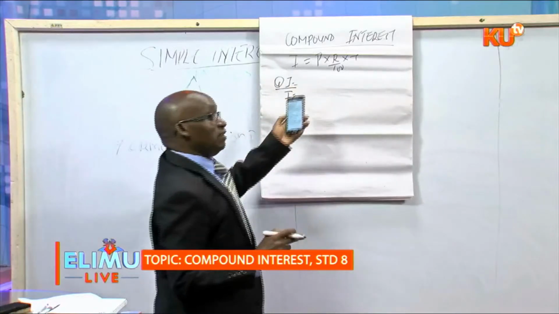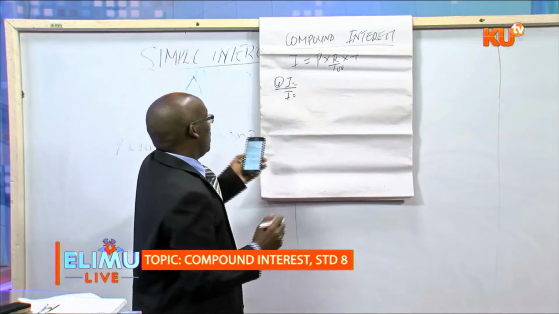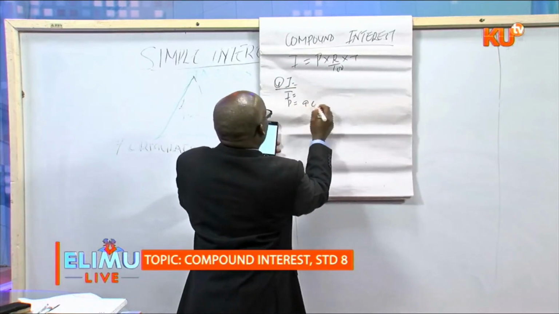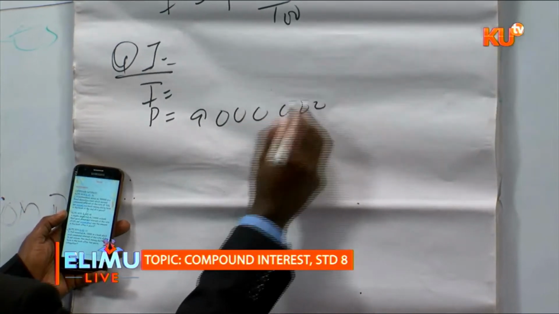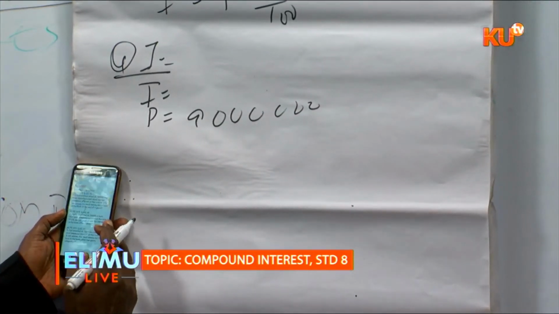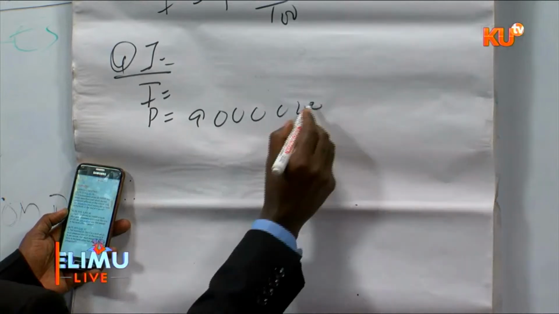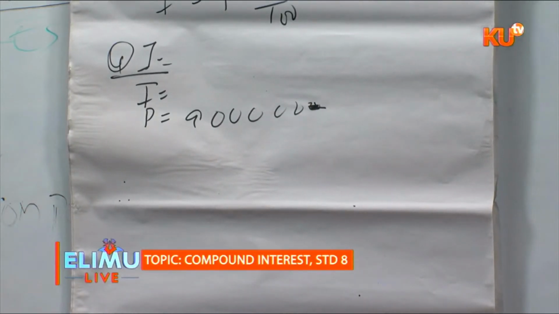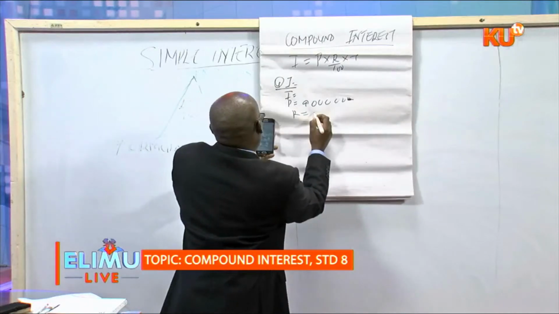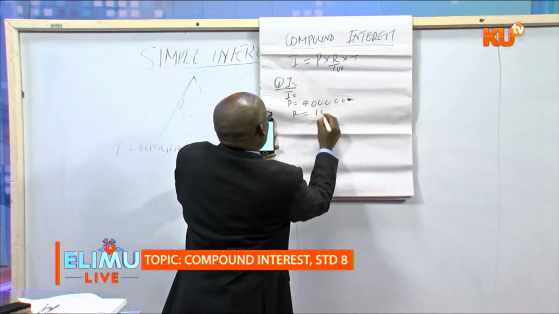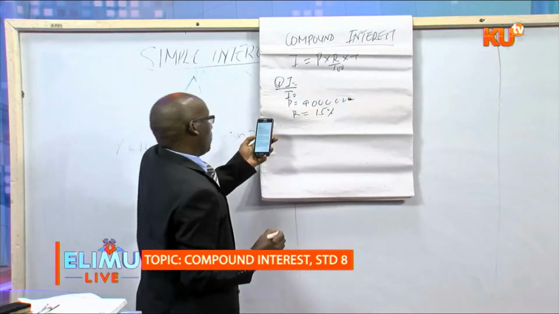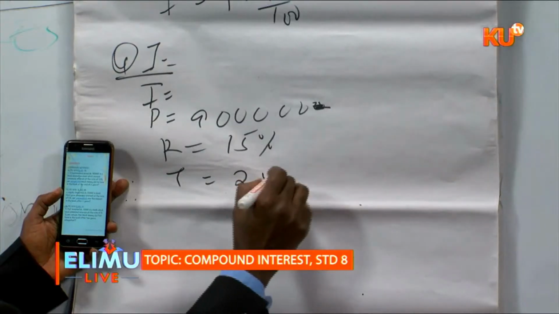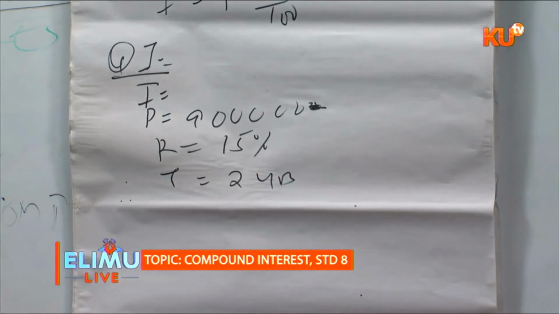Number one, the interest is not given in that particular question. Let's go to the principal. It's given as 900,000, not 90 million, but 900,000. The rate is given as 15%. And again, time is given as 2 years.